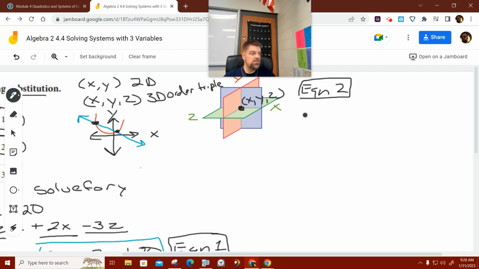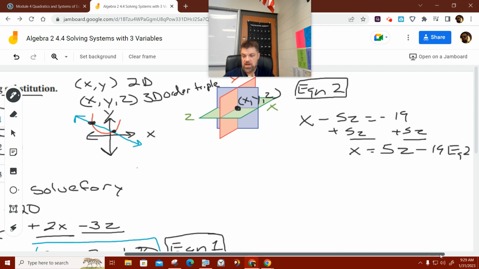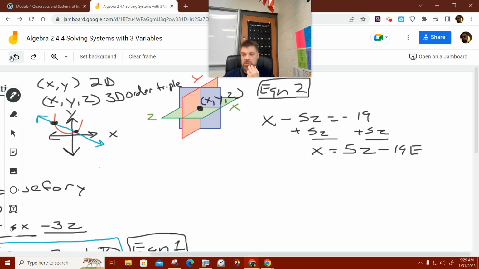I've got x minus 5z is equal to negative 19. So if I add 5z to both sides, I get x equals 5z plus, oh, not plus, minus 19. Okay? This is still equation 2. All right? Still equation 2.